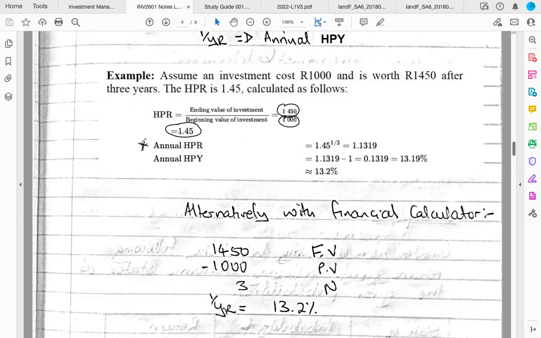And then we can get the annual holding period return by just taking the 3-year holding period return to the power 1 over 3, right? And then that gives us 1.1319. So that's the annual HPR.